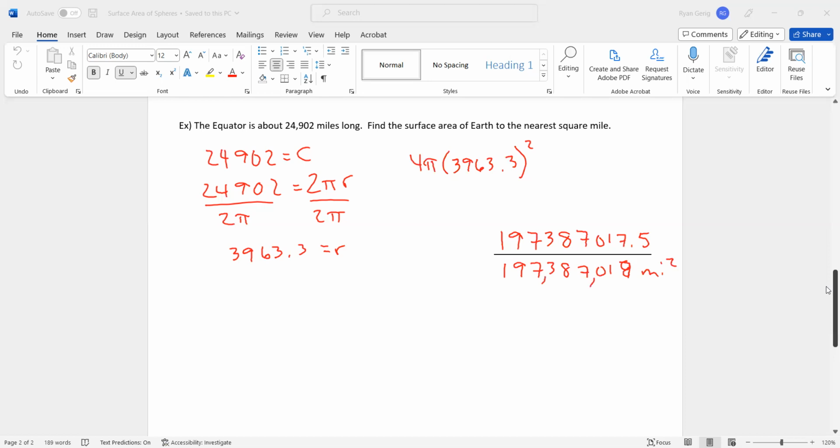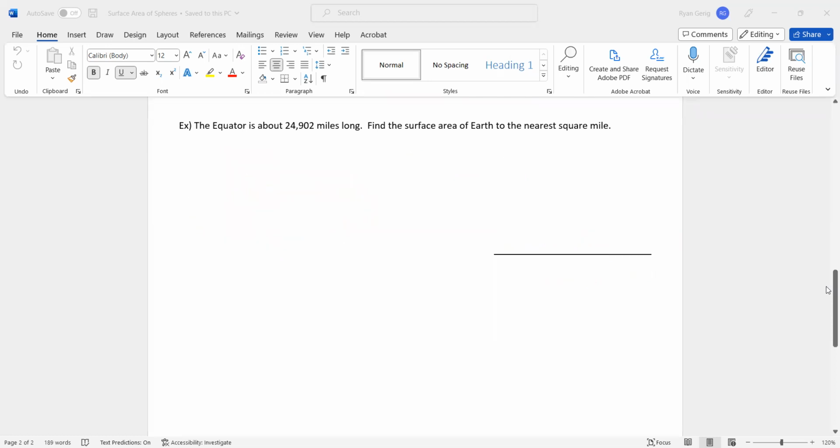We'll go ahead and put the commas just to show you how big this number is. It's 197,387,018 square miles. Kind of fun. You do need to know how to do that right there, though. Okay, that's it for surface area. We'll move on to volume with lesson 6.